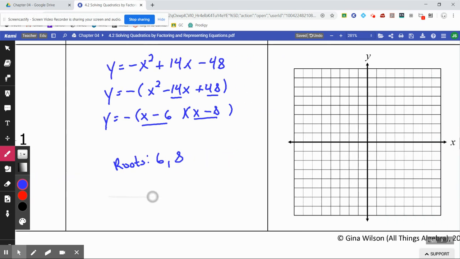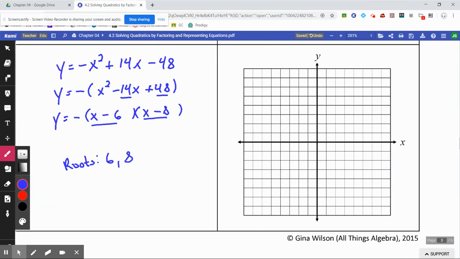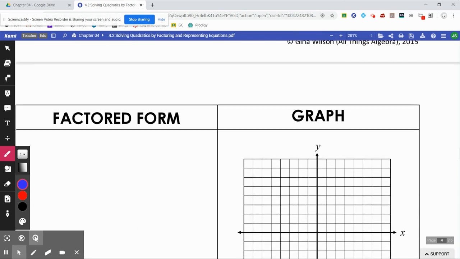So you have a vertex at 7, 1. So let's go ahead and plot it. 1, 2, 3, 4, 5, 6, 7, 1. And zeros at 6 and 8. So therefore here would be your parabola. Something like that. Okay, let's move on to the next one.